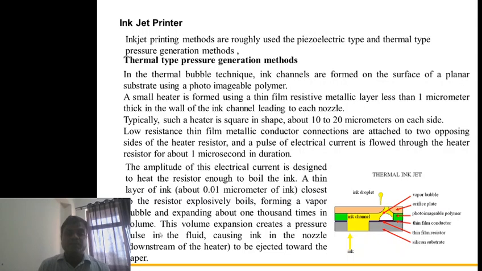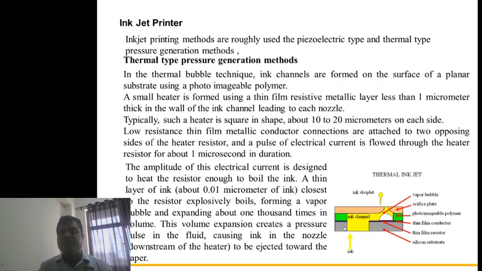See, it means a very small quantity. The layer is given as 0.01 micrometer, but it boils and forms a vapor bubble, expanding about 1000 times in volume. After forming the bubble, this bubble expands. This volume expansion creates a pressure pulse in the fluid, causing the ink in the nozzle to eject towards the paper. That is the overall working.